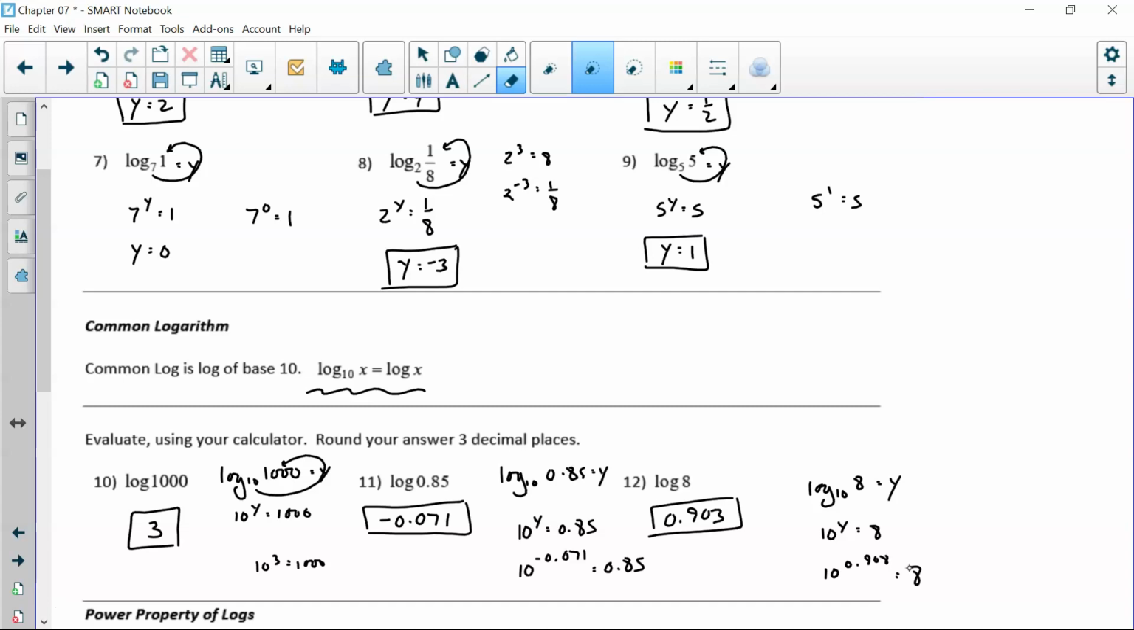It's all about knowing how to rewrite logs into exponential form and from exponential form into logs. When we're solving these or evaluating these logs, we're finding out what the missing exponent would be in that exponential form.